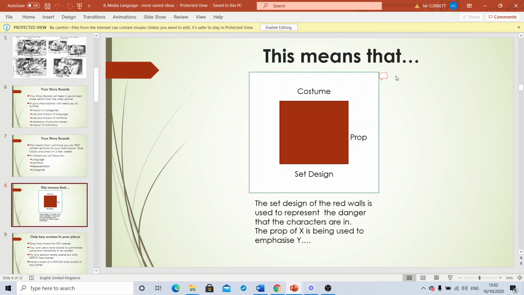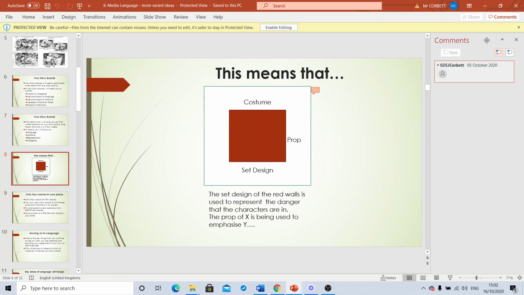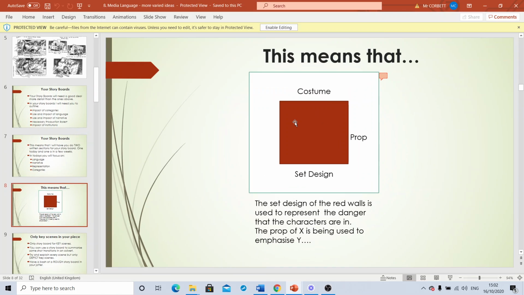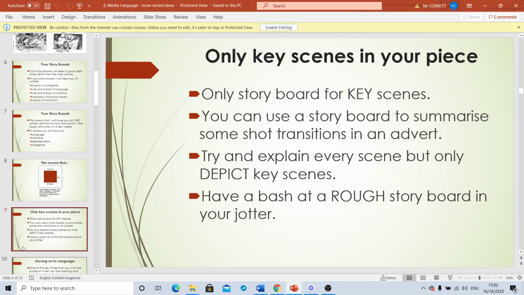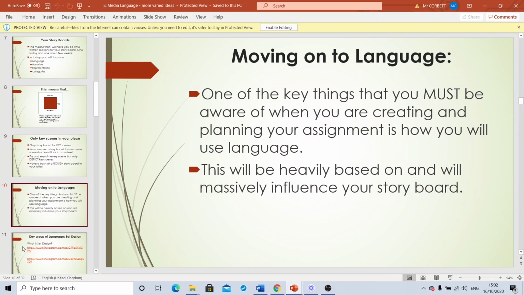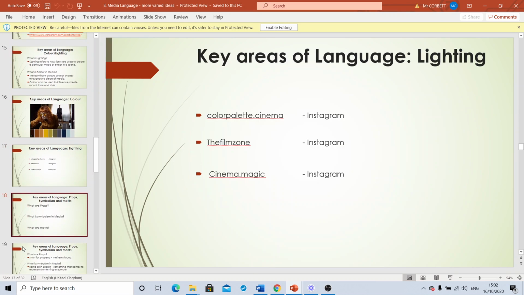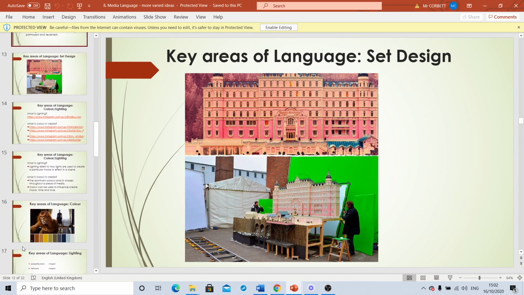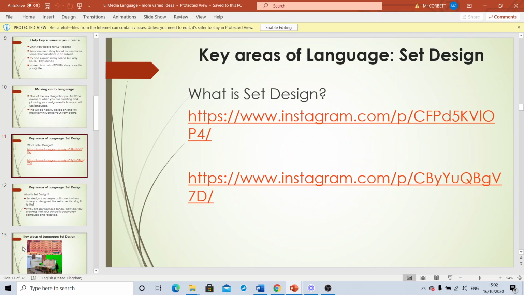As I said, all I want you to do is the top bit. I actually don't need you to do the written section yet. That will come later. Only focus on the key scenes as we went through, and then we move on to language. Now, I'm not going to talk you through every slide here. There's a lot of them. You can take yourselves through them. It's fairly self-explanatory. But what I'm going to draw your attention to is the links.